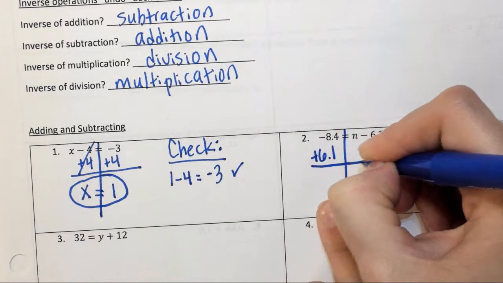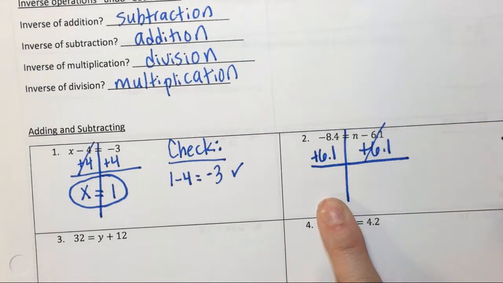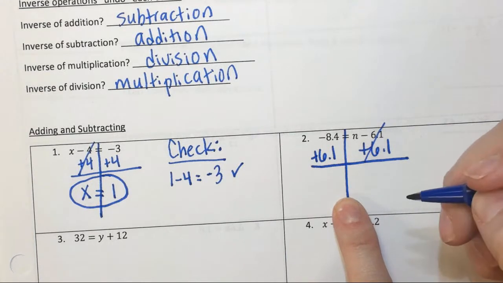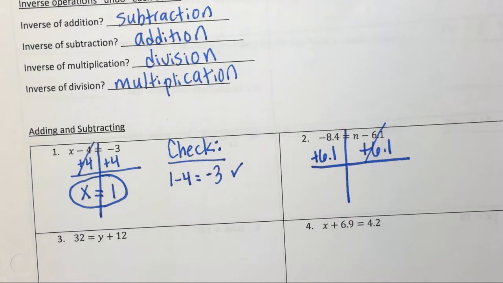I think it's good too. I'm not going to take off if you don't, but once we get to harder problems, the line really helps. So now negative 8.4 plus 6.1. Negative 2.3. Yes, you're correct. Negative 2.3.